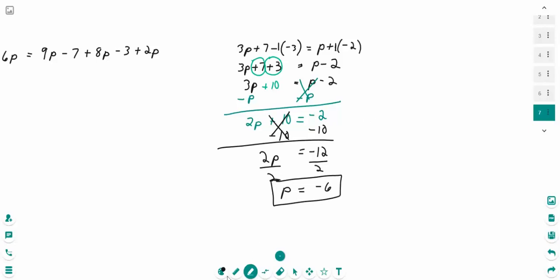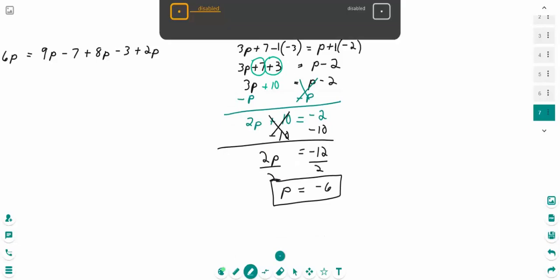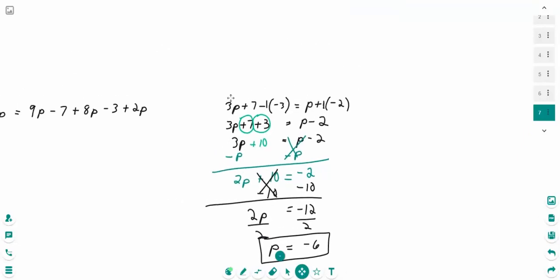And now, just to make sure that we did this one right, let's go back up, because we did a lot of work here. Let's go back up and just check it. And we can check it, remember, by just plugging in what our solution for P is and see if we get a true equation. So 3 times, we decided that P was a negative 6, plus 7 minus a minus 3 equals, and again, it's a negative 6 plus a negative 2.